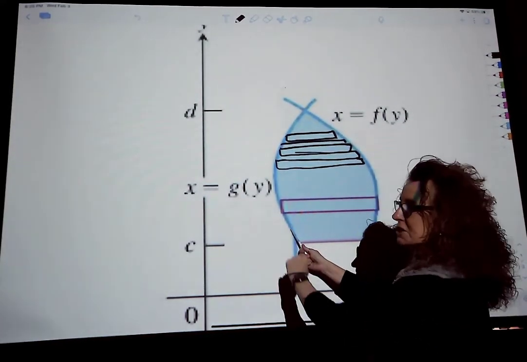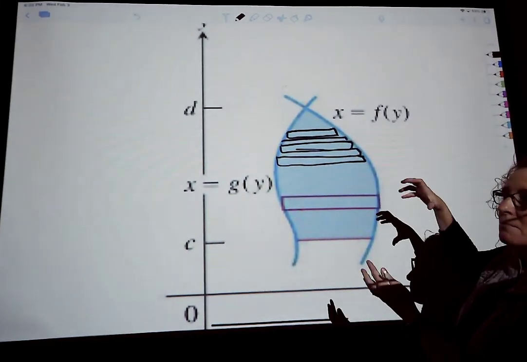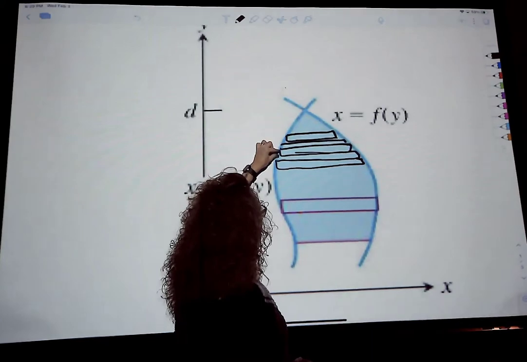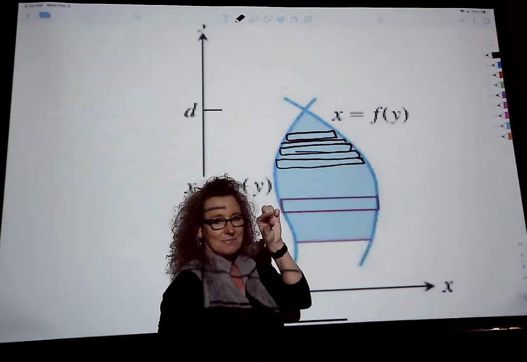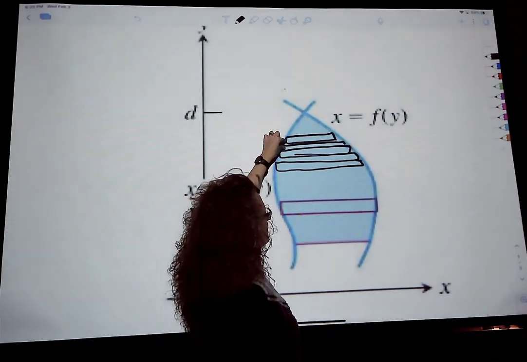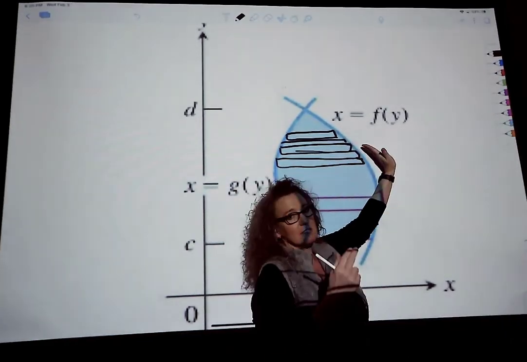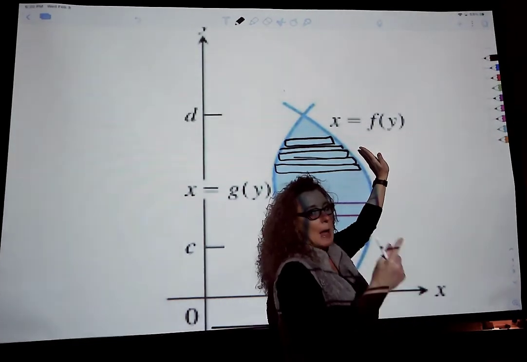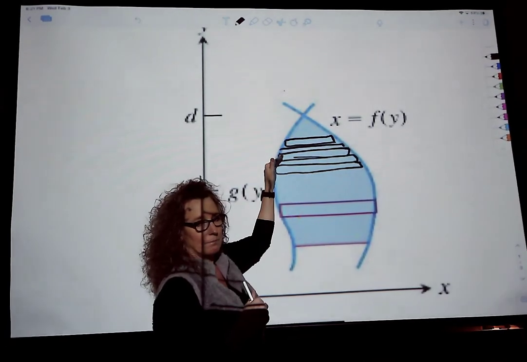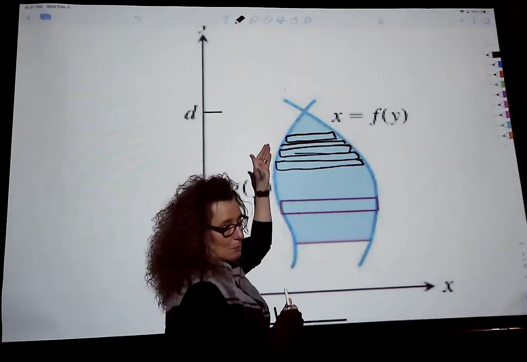We've got a left function and a right function. This time my rectangles are sideways. So the representation for the width of each rectangle is dy. The width of each rectangle is dy. What's the height of each rectangle? It's going to be this larger x value minus this smaller x value.